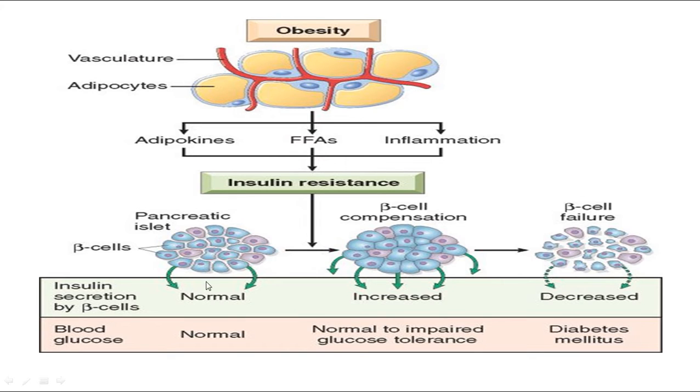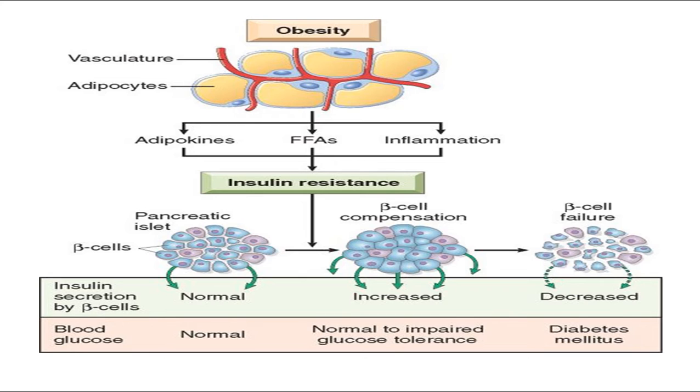Initially the pancreatic islet beta cells secrete normal insulin, and the blood glucose level is normal. In the second step, there is beta cell compensation. Some destruction of the beta cells occurs, but the remaining beta cells try to compensate for that beta cell loss.